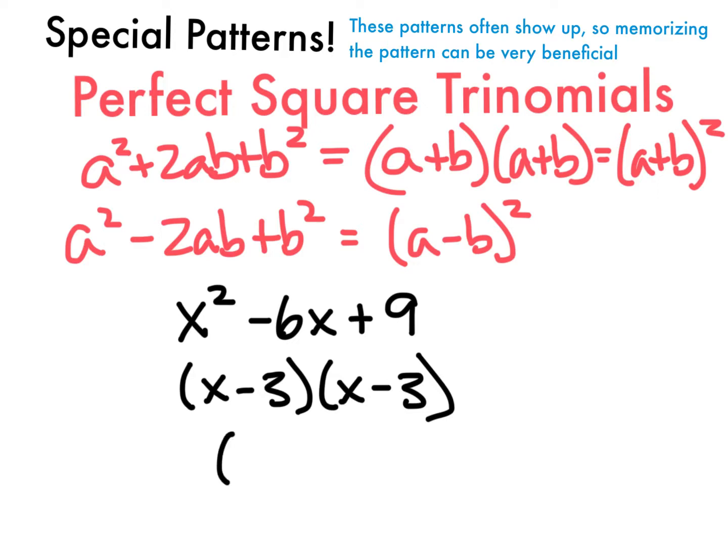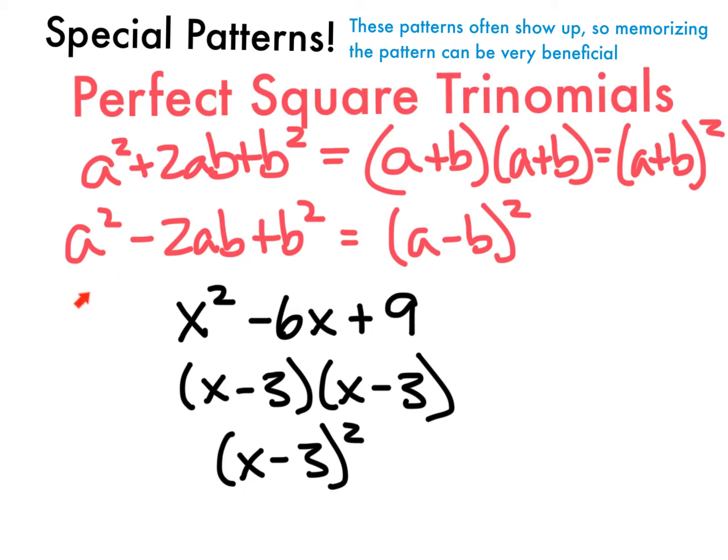Or I could just say x minus 3 squared. So here, this is my a minus b squared. Well, if this is a minus b squared, that would mean that this x is representing the a and the negative 3 is representing the b. So let's try to plug these things back in and see if we get this whole thing.